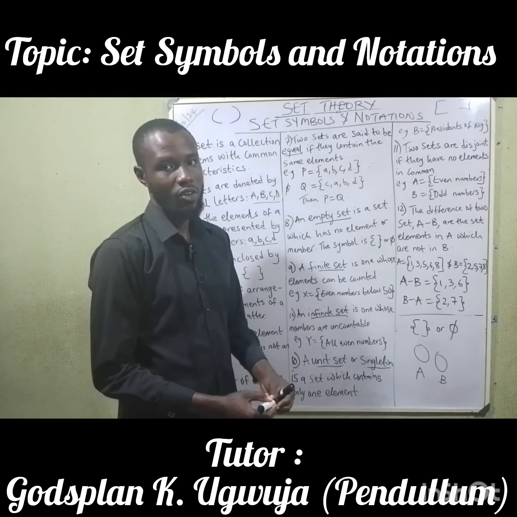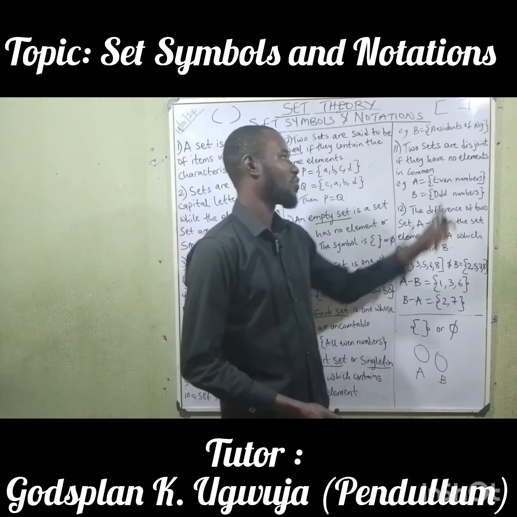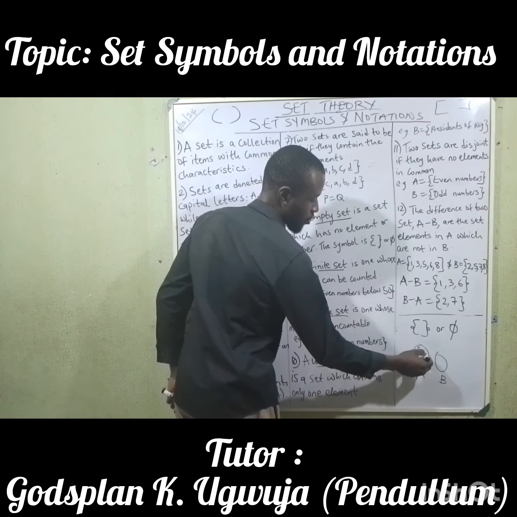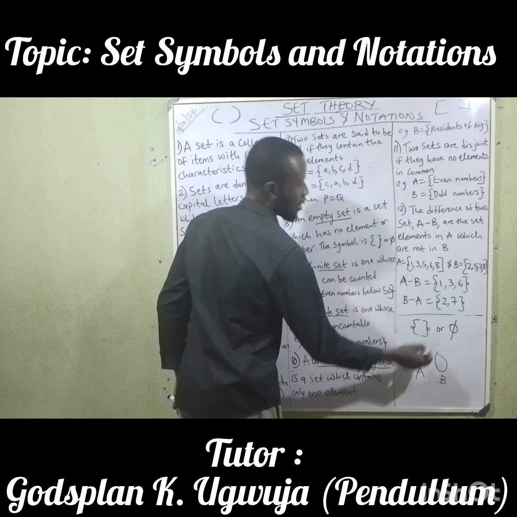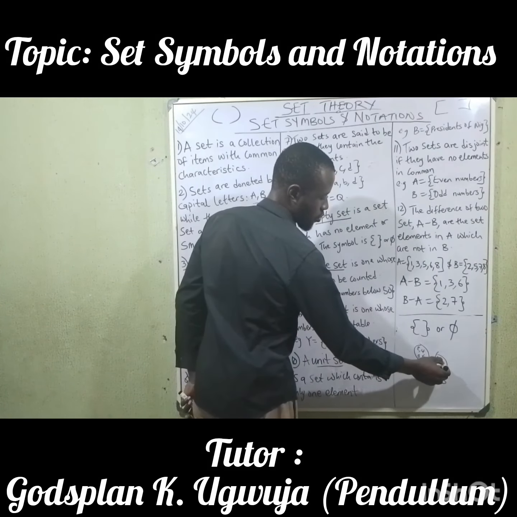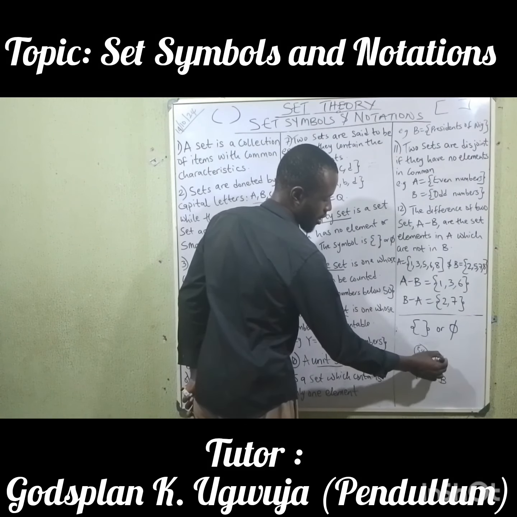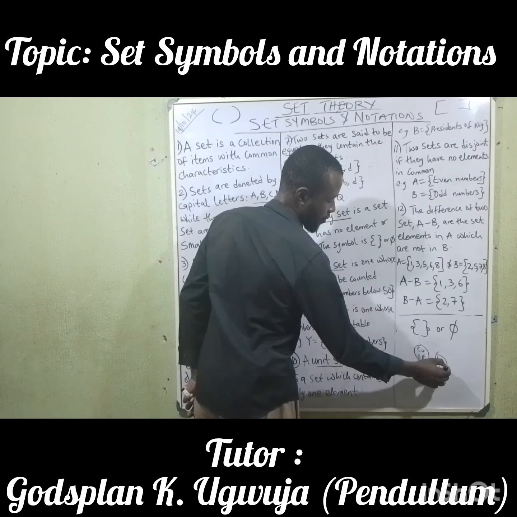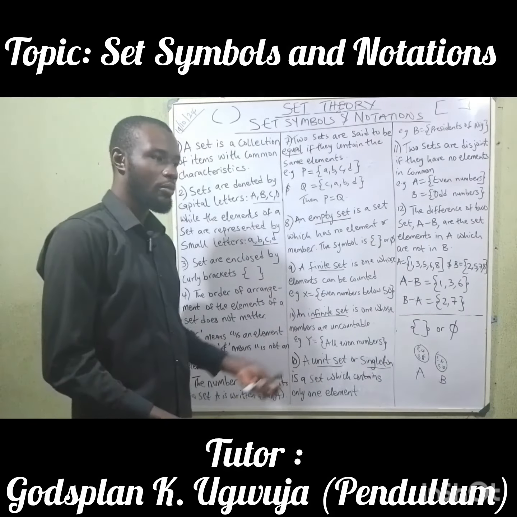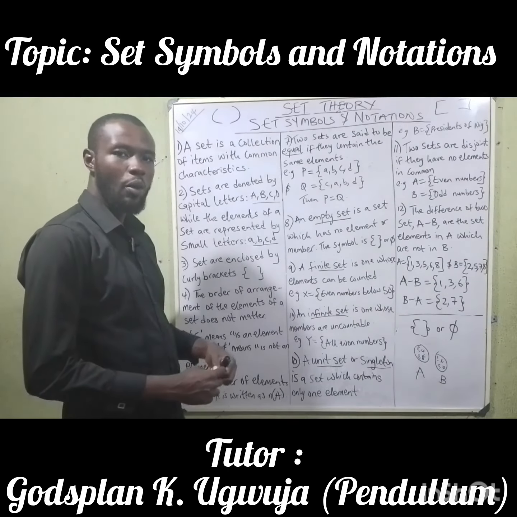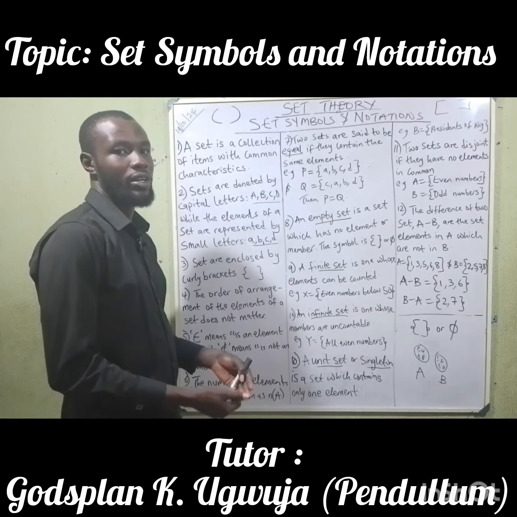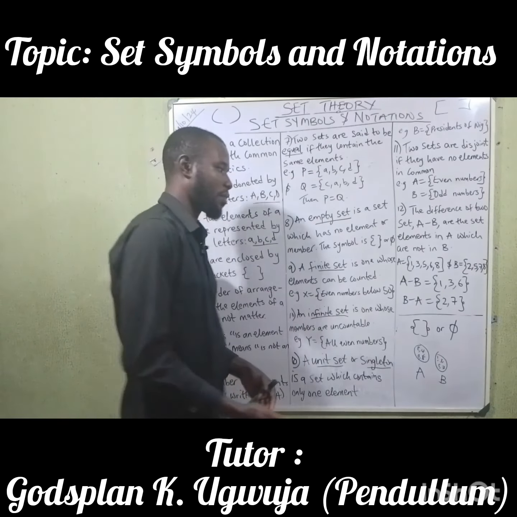Why? They have no elements in common. For example, if A is a set of even numbers, so in A I have 2, 4, 6, 8, and B is a set of odd numbers, I have 1, 3, 5, 7. This is a disjoint set. There's nothing common between A and B. There is no number that is both even and odd. So there will be no common elements or members between them.